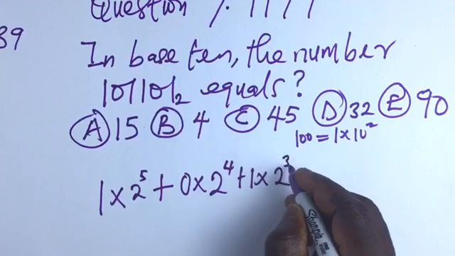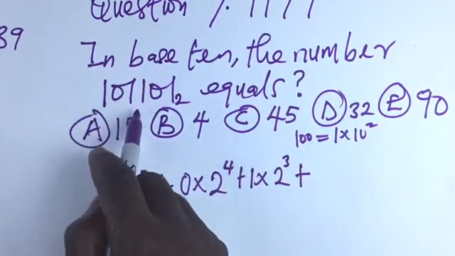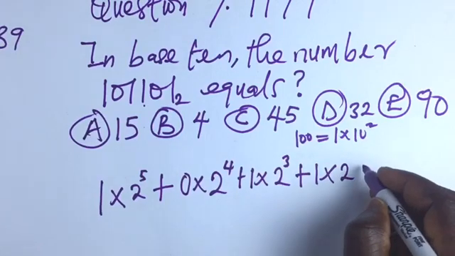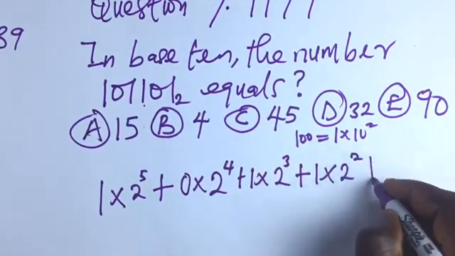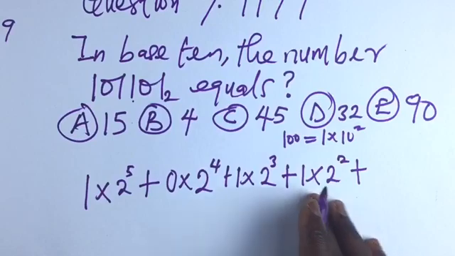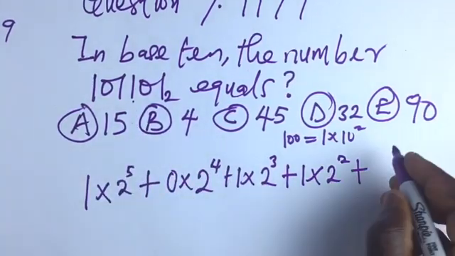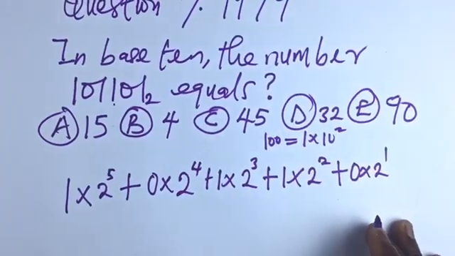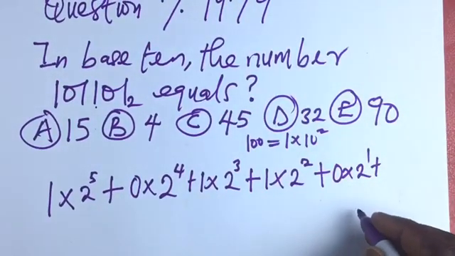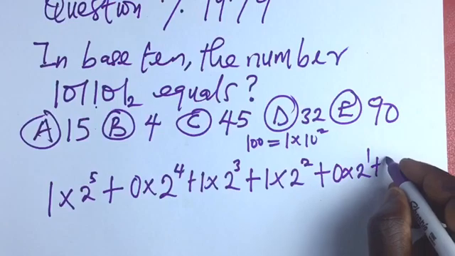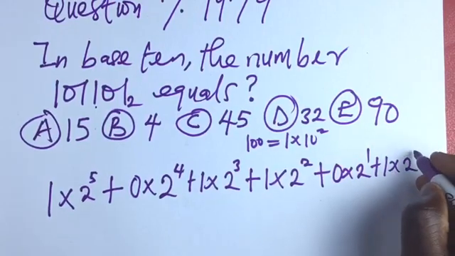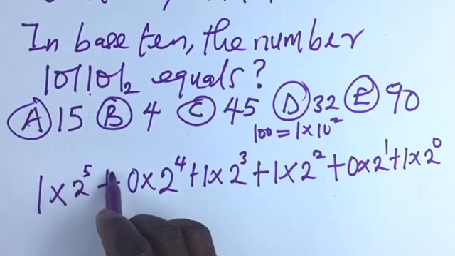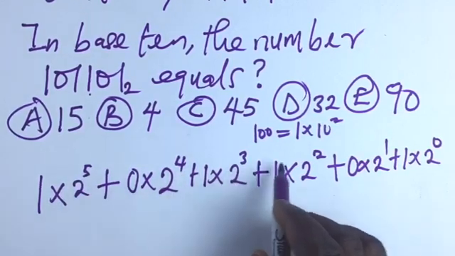Okay, this is 0, plus the next number there is 1, times 2 to the power of 3, plus the next number there is 1 times 2 to the power of 2, plus the next number is 0, so we have 0 times 2 to the power of 1, plus the last number here is 1 times 2 to the power of 0. You can see that the powers are reducing from 5 to 4 to 3 to 2 to 1, ending at 0.